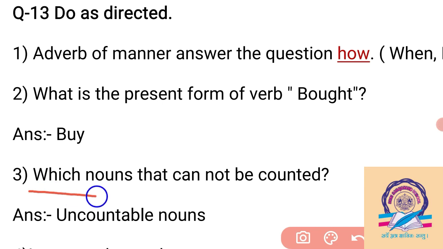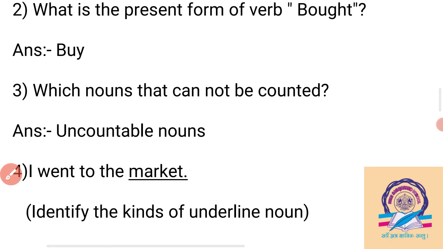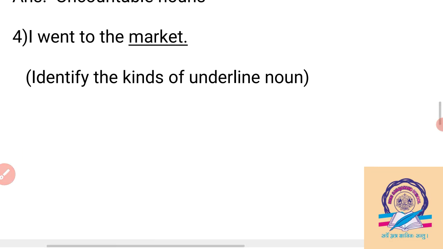Then the third question: which noun cannot be counted? Which noun can we not count? It means an uncountable noun. We cannot count an uncountable noun because it takes lots of time to count it. So it is an uncountable noun.